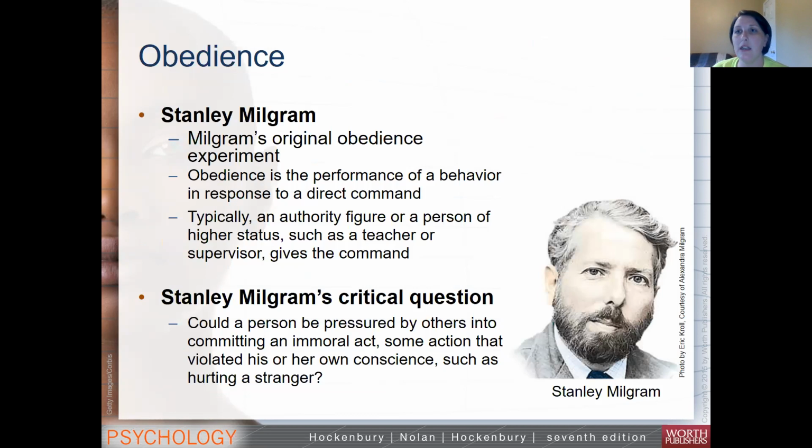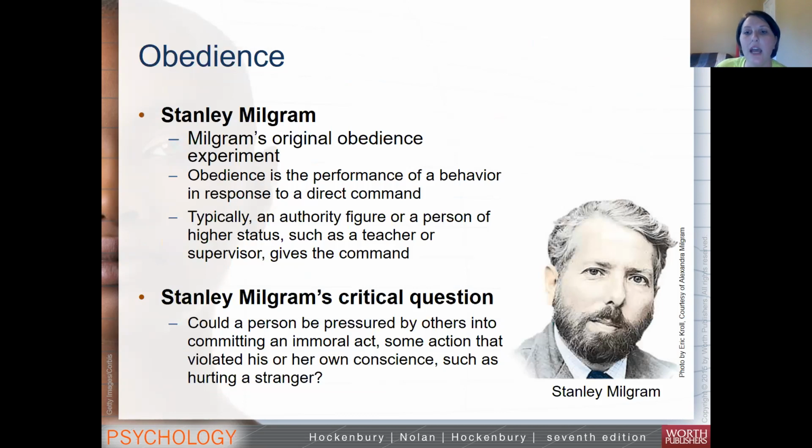Another thing related to conformity, which is going with the crowd, is obedience. And obedience is following instruction, right? So doing what you're told. So I'll tell the class, okay, everybody stand up. And then everybody stands up. And I'm like, well, why did you stand up? And they're like, well, you told us to. And then I'm like, okay, let's sit down or do a jumping jack or something.